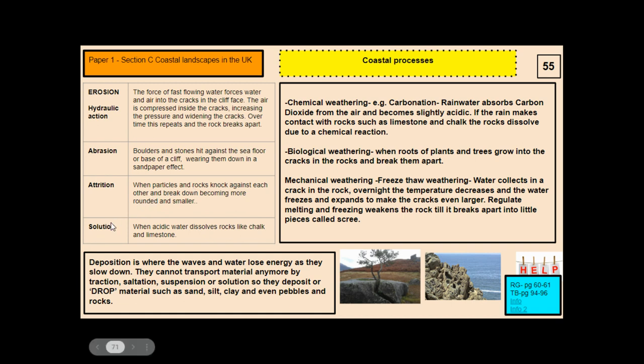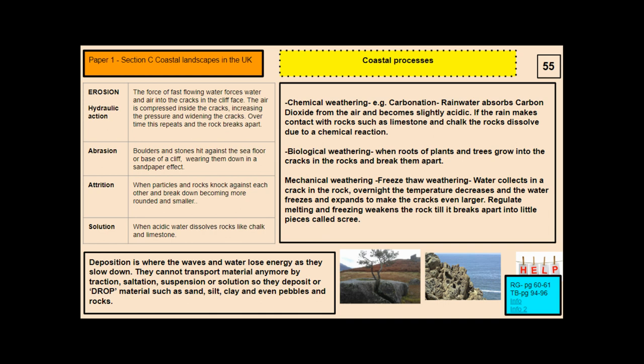The last type of erosion there is solution. Now, salt water is slightly acidic, and certain rocks will dissolve in seawater. Some rocks, such as chalk and limestone, are very, very prone to solution, and the rock actually becomes dissolved in the water, and we get erosion taking place in that way.